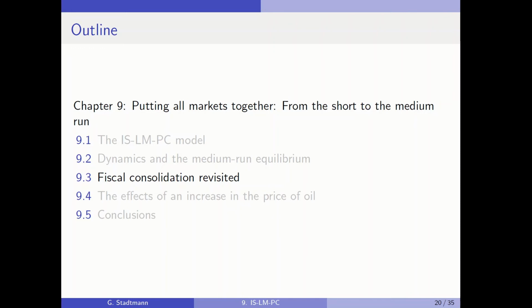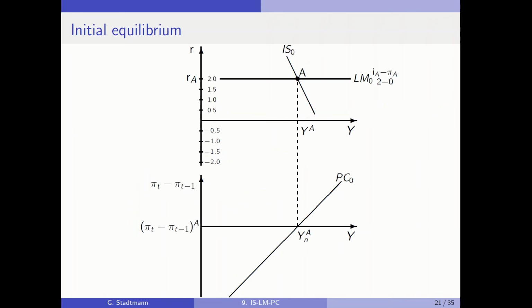So let's start the situation in point A, where we are in a medium run equilibrium. So the economy is reaching the natural level of GDP. And in the current situation, it is also the case that the inflation rate is constant. The inflation rate is not changing at all. Furthermore, right now the real interest rate is at the level of 2%.